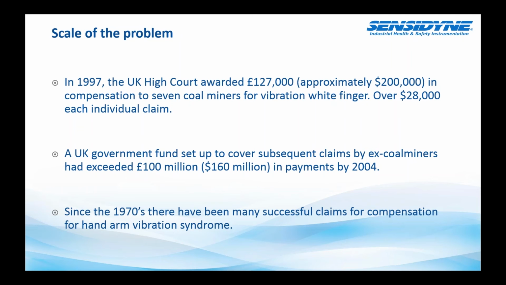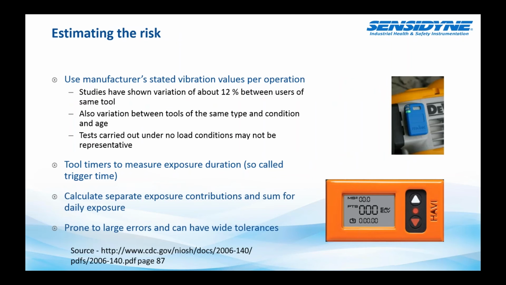So how can we estimate the risk? How can we know whether it's a problem or not? So there's a number of ways of doing this. We can use the manufacturer's stated vibration values to sell a product that potentially may cause hand-arm vibration. The manufacturer has to make a statement about the expected levels of vibration. However, it is a fact that in studies different people hold the tools in a different way, and there can be some significant differences, 10-12% between users even of the same tool.